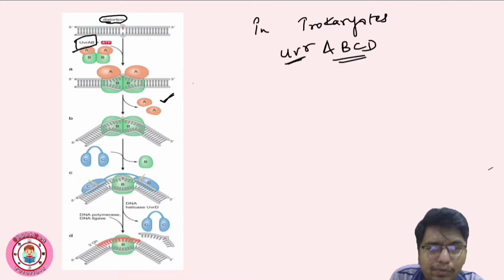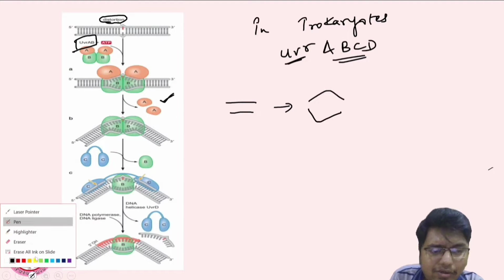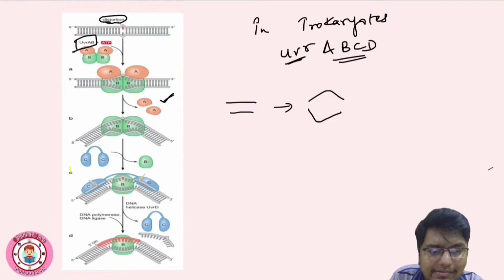Then the UVRB protein melts the DNA. We can see the change in structure from double strand to this. This is called melting, and it is done by UVRB. So we can say UVRB is a type of helicase. We can also see a bending of DNA in this picture.